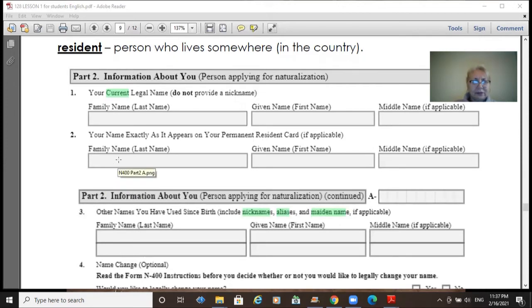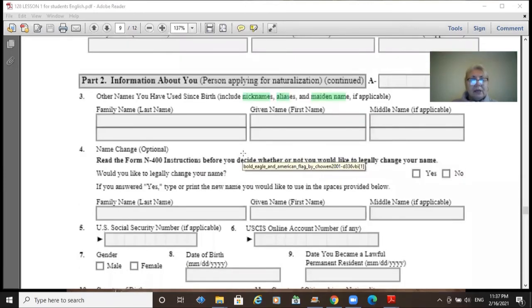you use a different name on your green card, because some people do have different spellings, or they use different names, let's say on driver's licenses or state issued IDs and green cards. They might also ask you if you have ever used any other names in your life, or have you ever used any other names since birth, including nicknames, aliases, or maiden names. So you will have to disclose that.